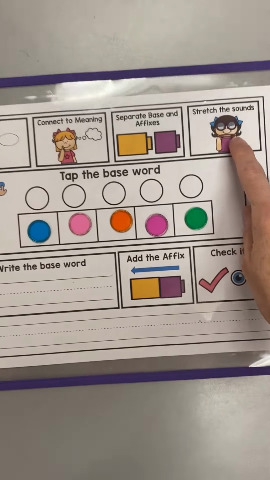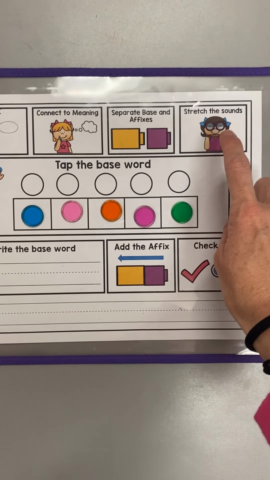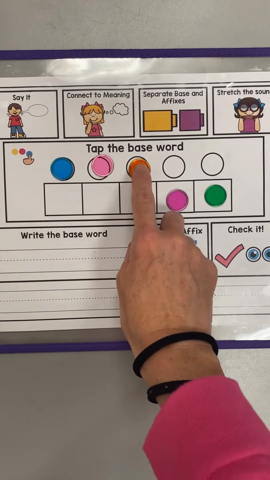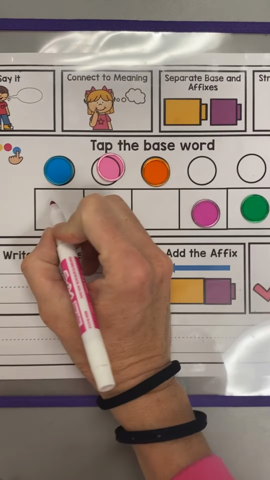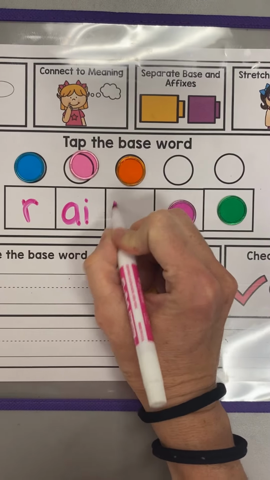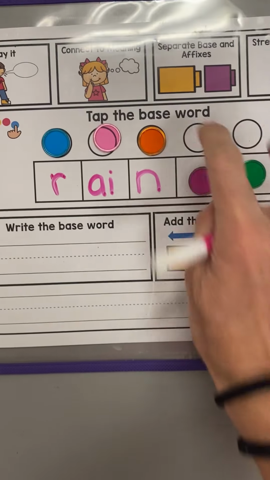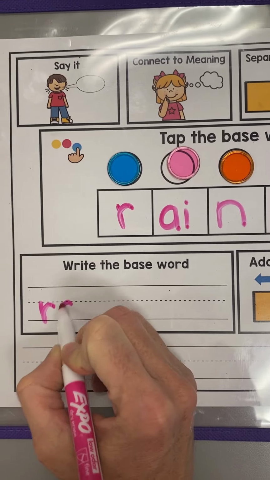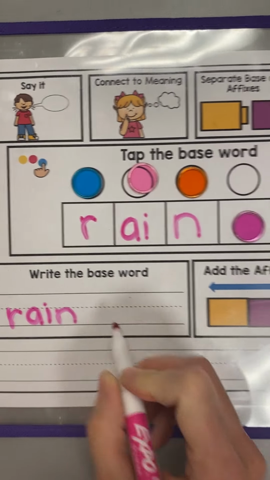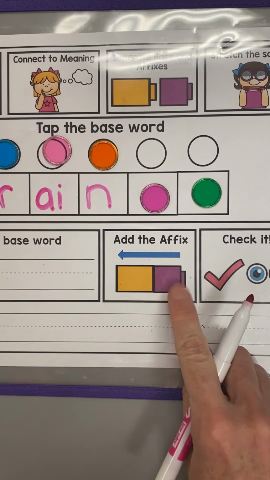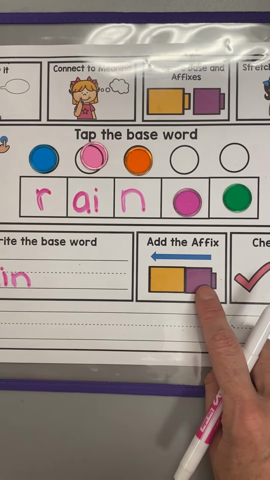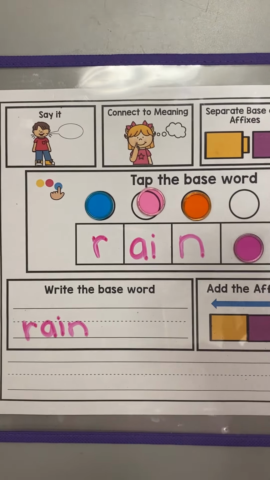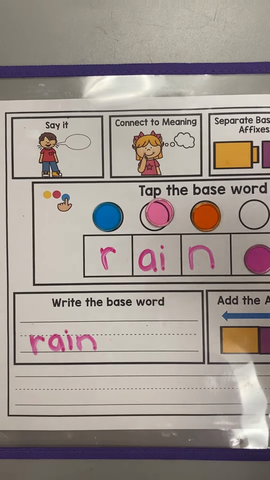Then we'll go to our normal stretching the sounds, but we're just stretching the sounds of rain, our base word. We're going to go R, A, N. So I'm just going to focus on the base word. Now that I've done my base word, I'm going to come down here and rewrite my base word, rain. But then look, I'm going to add the affix back on. So in this case, it's a suffix. The original word was rained. It already happened. So what suffix do we add?